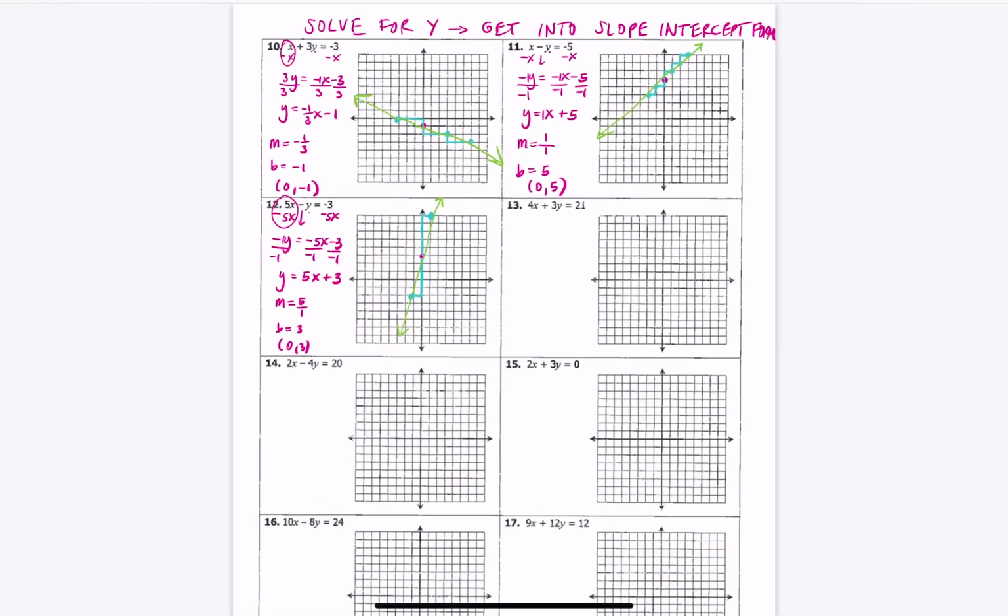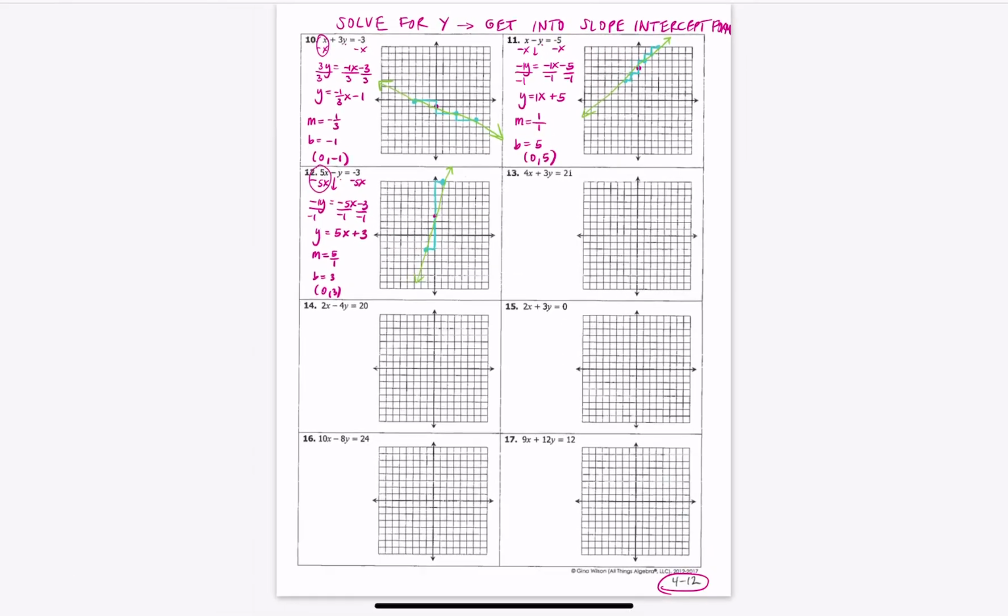So each of these is the same process. You've got to solve for y, pull out your slope and your y-intercept, and then graph your line.